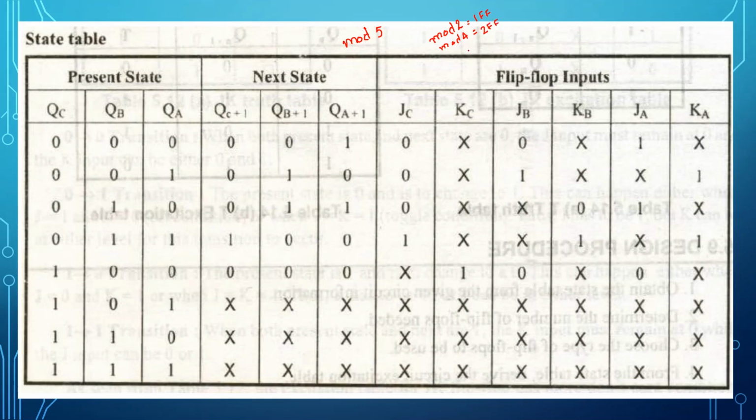Suppose it is a mod 8 counter. 2 to the power how much is 8? 2 to the power 3 is 8. So you need to take 3 flip-flops. So if you are taking one flip-flop, please concentrate, the maximum count it can give us is only 2 counts. The maximum modulus will be 2. Suppose you are taking 2 flip-flops, the maximum modulus is 4. Suppose you are taking 3 flip-flops, the maximum modulus is 8.